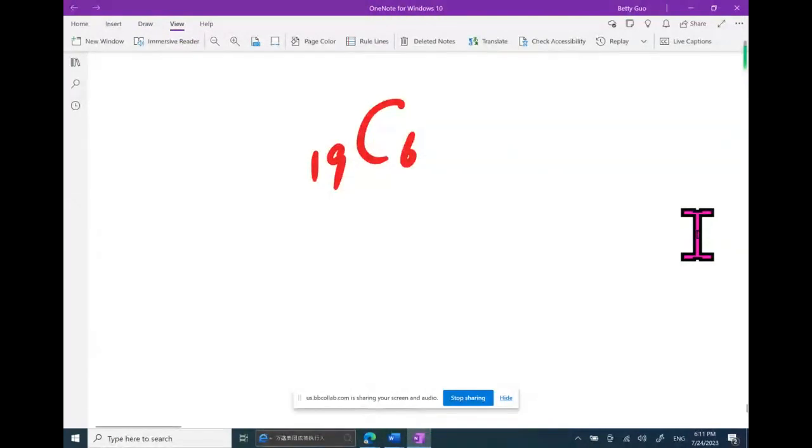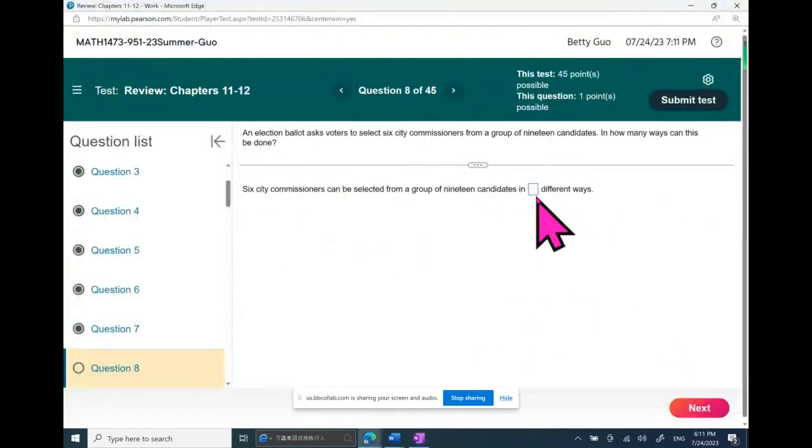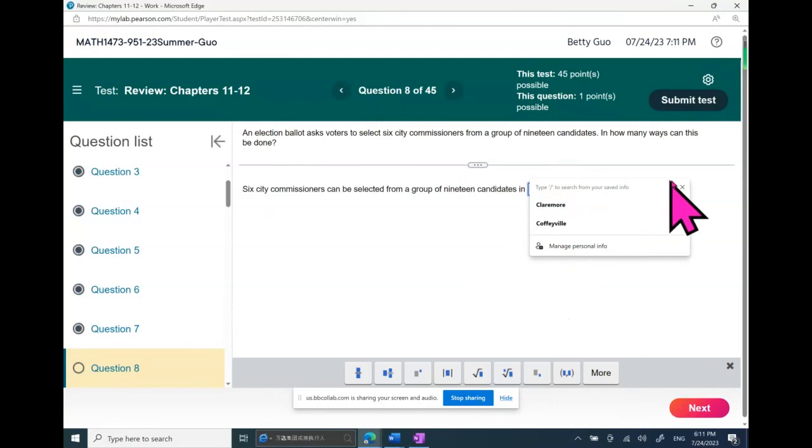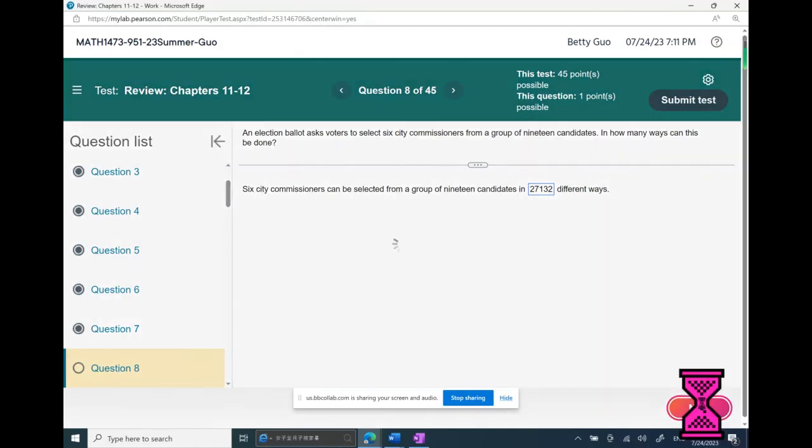Okay, very good. So let's go to the calculator, enter the bigger number first, 19, and then go to math, and then probability. This time we go down to choose number 3, nCr. So enter the number 6 now. We have 27,132. Let's enter the number right here. How many different ways can we get it done? We have 27,132. That many different ways to get it done.